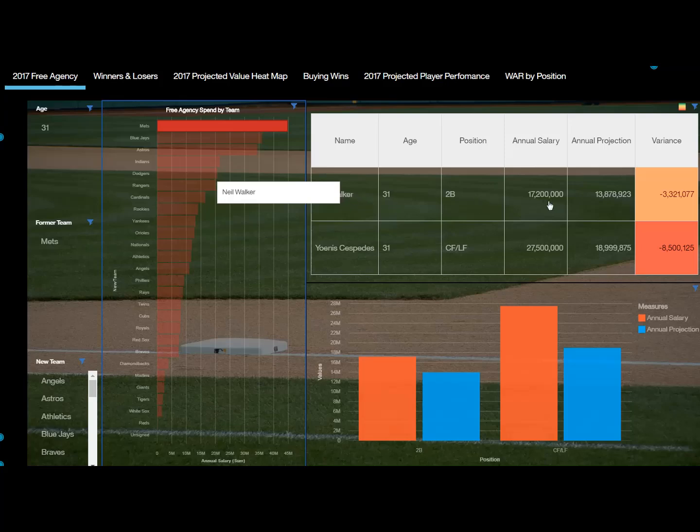He was signed for $17.2 million, and that's what he was actually paid in 2017. The annual projection comes from SPSS. This projection uses Walker's past performance and players in free agency to develop a projected dollar amount. And if we compare the annual salary and the annual projection, I can see that there's a difference of almost $3.5 million, meaning that Neil Walker was overpaid by the Mets by $3.5 million. I can also see that Yoenis Cespedes was overpaid by $8.5 million.